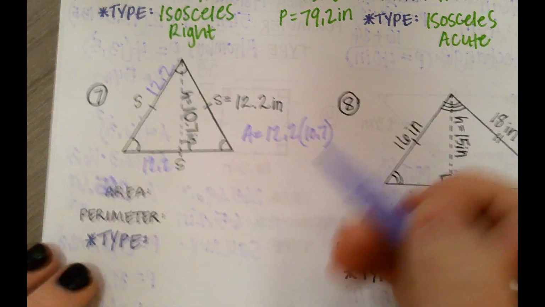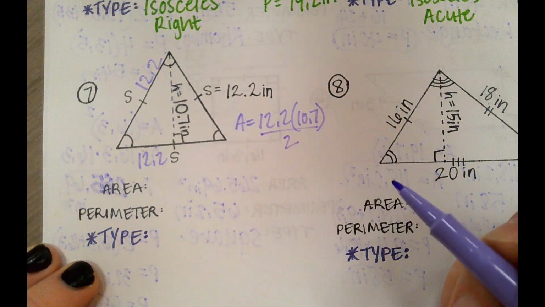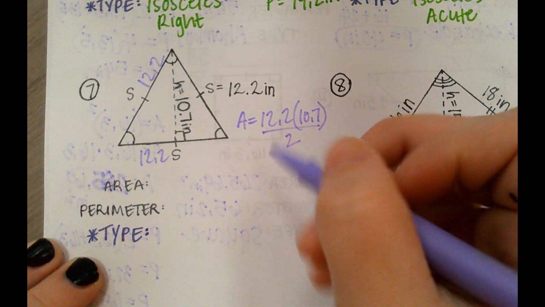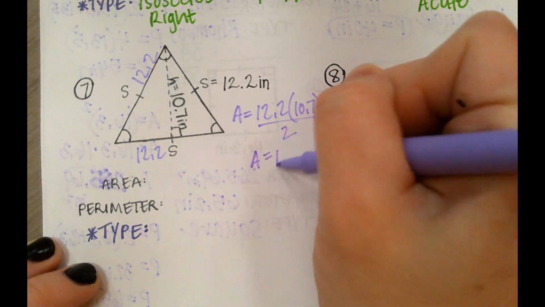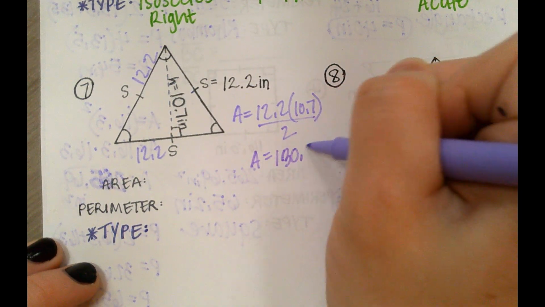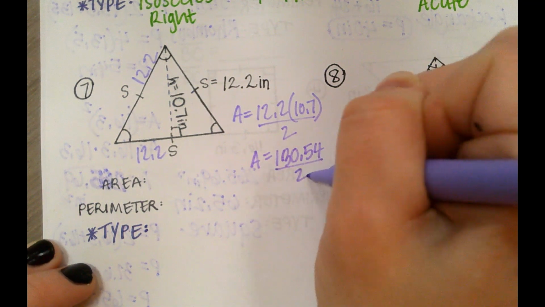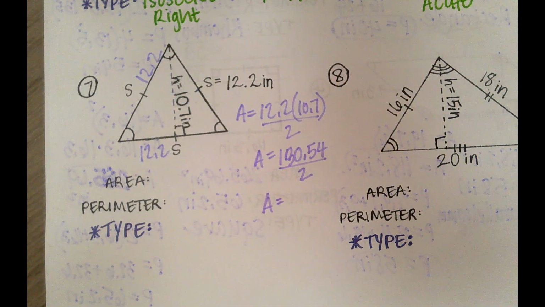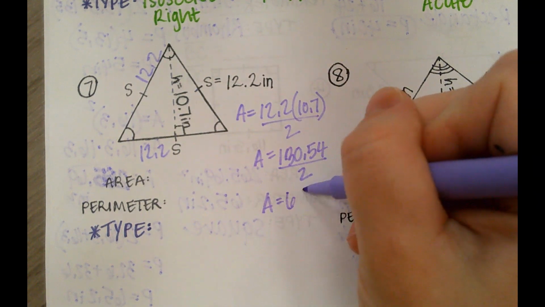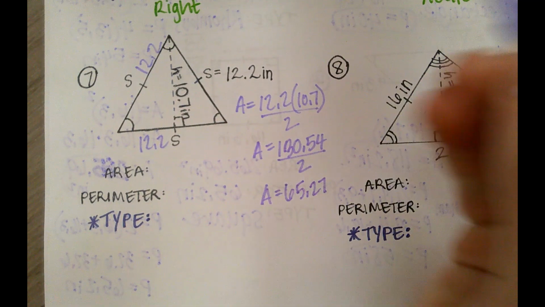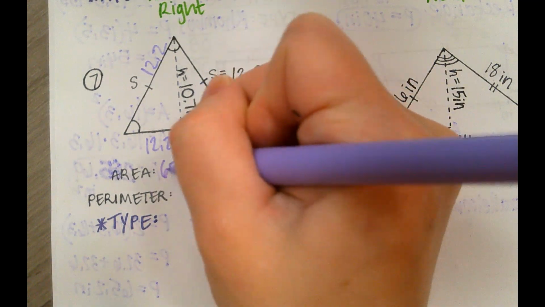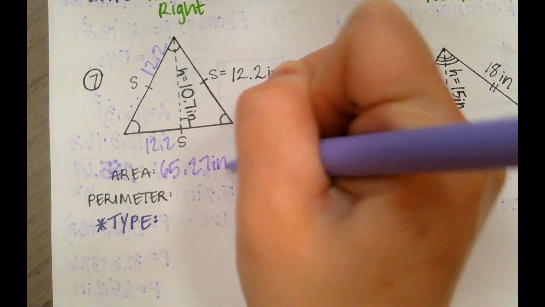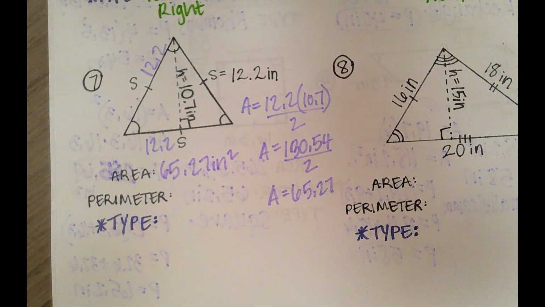I got 30.54 divided by 2. Is it 65.27 inches squared? Good. 65.27 inches squared.